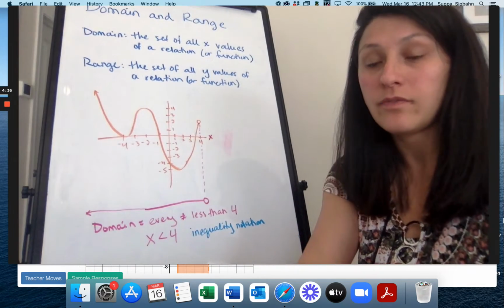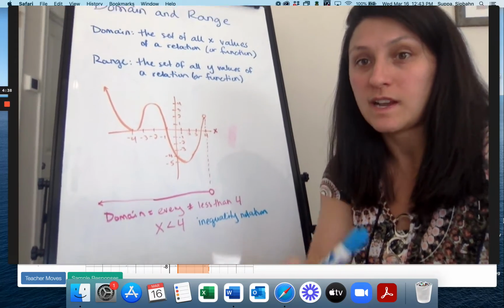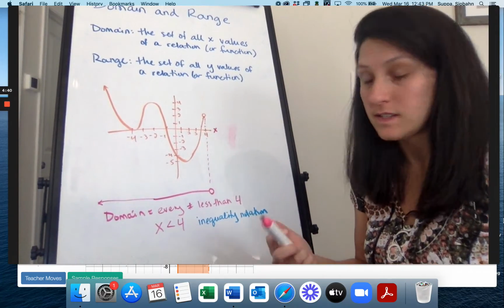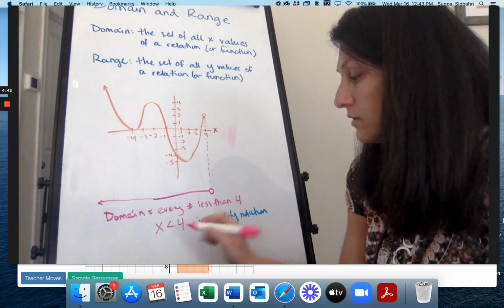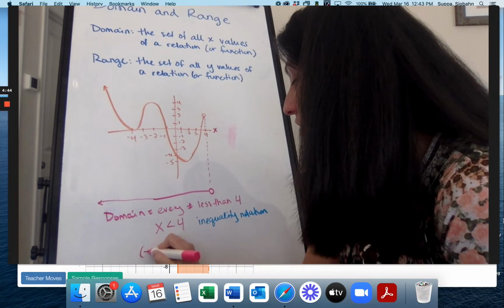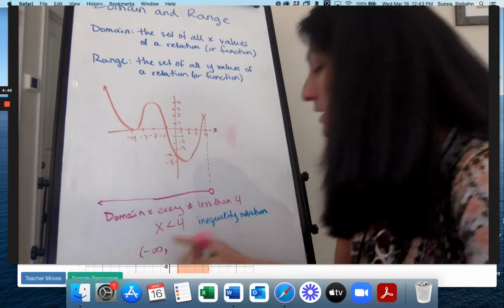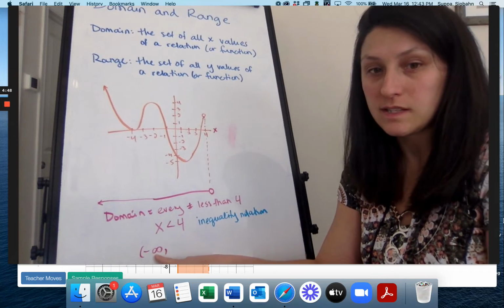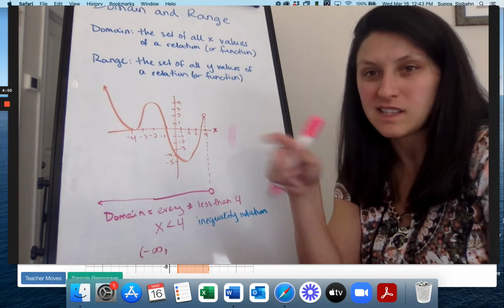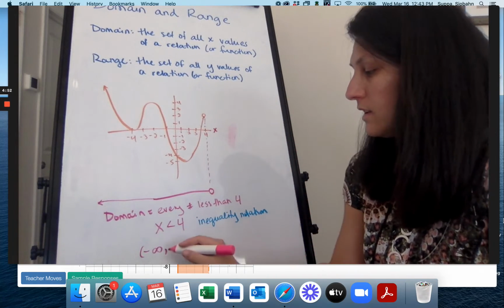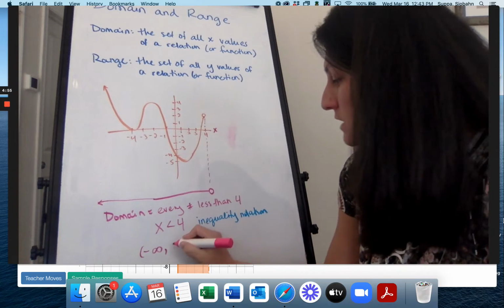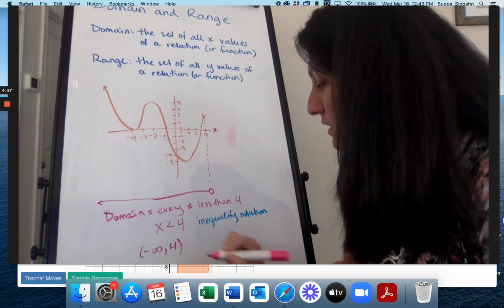And then a final way to write it, where we're stacking on layers of complexity into this lesson, is using interval notation. Interval notation is going to look like this. You're going to put a parenthesis and then a negative infinity sign. An aside, that's an infinity sign. All the way up to positive 4, and then you're going to put a parenthesis.